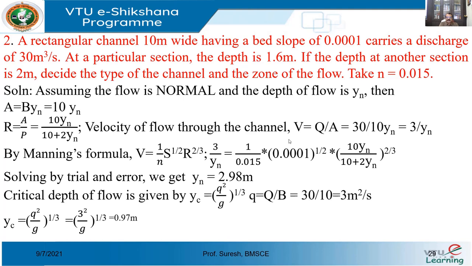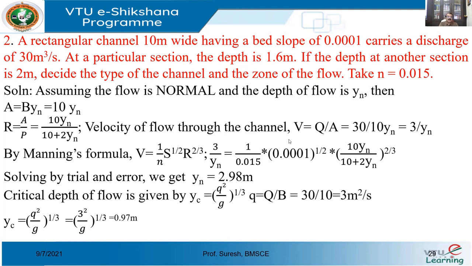At a particular section, the depth is 1.6 meter. If the depth at another section is 2 meter, decide the type of channel and zone of flow. Take n is equal to 0.015. In the earlier problem, we determined the water surface slope with respect to horizontal. But in this problem, we are going to classify what type of water surface profile it is. In the second case, in what zone, whether the water surface is in zone 1 or zone 2 or zone 3.